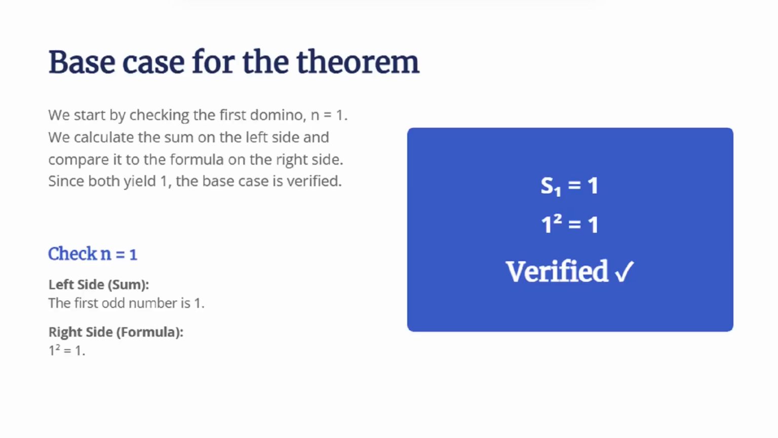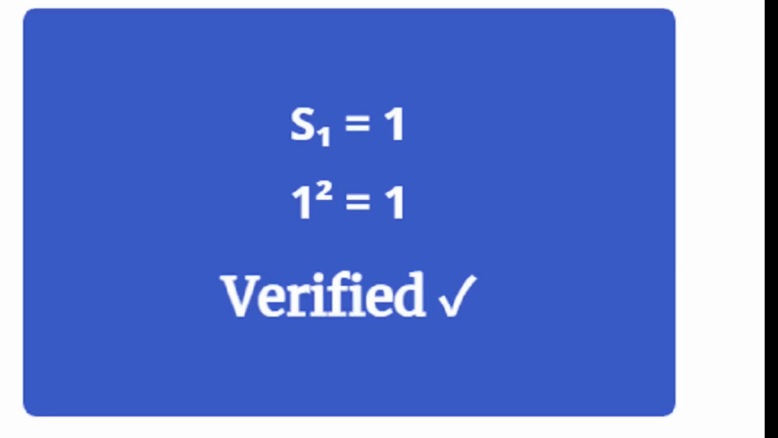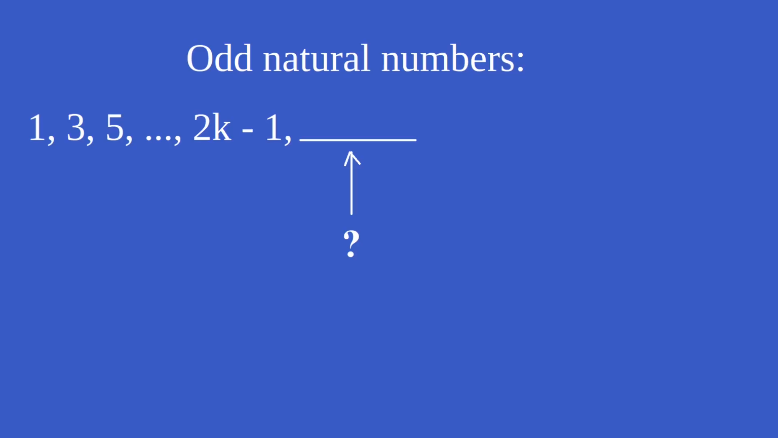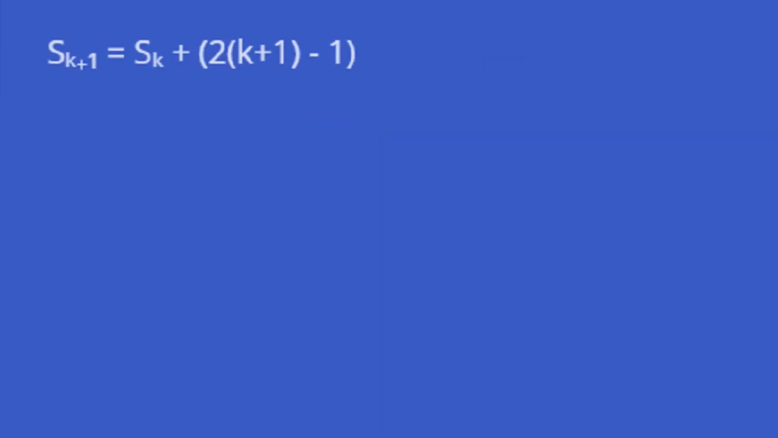Now, let's look at the base case. The base case, like in the square I showed you, says that 1 squared equals 1, and it's true. So we've already proven the base case. Now, let's look at the induction hypothesis. 1 plus etc. plus 2k minus 1 equals k squared. Now, if it's true, then let's prove that it works for k plus 1. Now, the next odd number after 2k minus 1 is going to be 2 times k plus 1 minus 1, which equals 2k plus 1. We're going to prove it in a minute and rewrite it, don't worry.